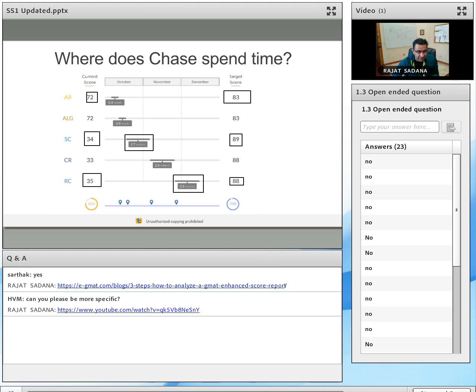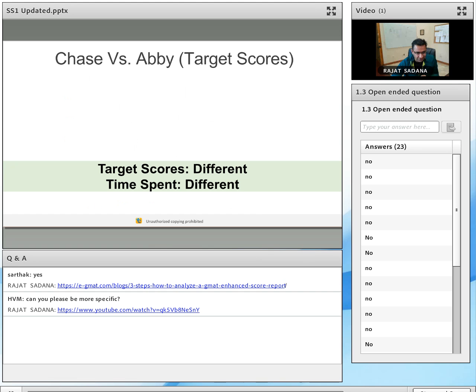SK says, can you complete arithmetic algebra in 0.9 weeks? SK, that's an excellent question that you ask, and let's answer this question in about 5 to 7 minutes. Now, many of you may find that Chase and Abby have very similar plans. Actually, they don't, and let me just contrast those.